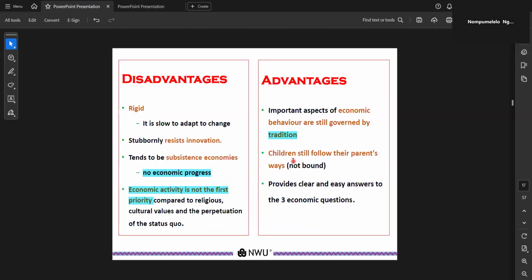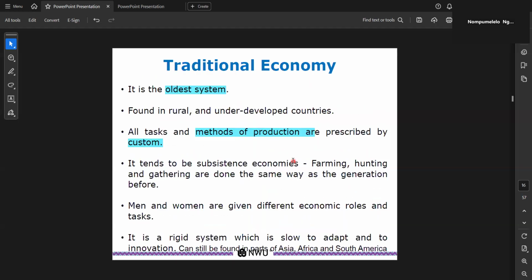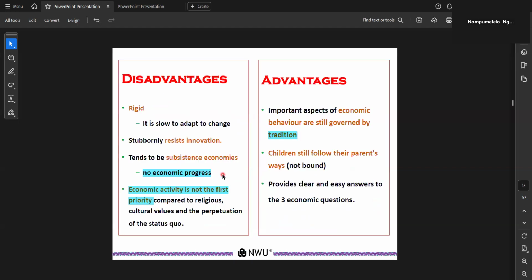Okay, so just a recap, the traditional system is the oldest system. It is found in rural areas and underdeveloped countries. Their method of production is based on custom, meaning that they follow their tradition. They're doing what they used to do. The examples are farming, hunting, and gathering. The disadvantages are that their main focus is not on economic activities, so they do not prioritize economic activities, and therefore there is no economic growth.